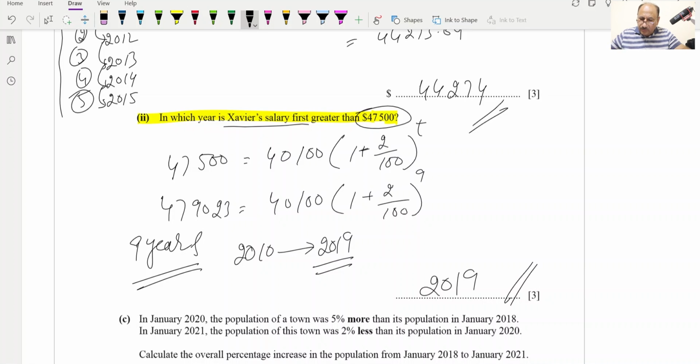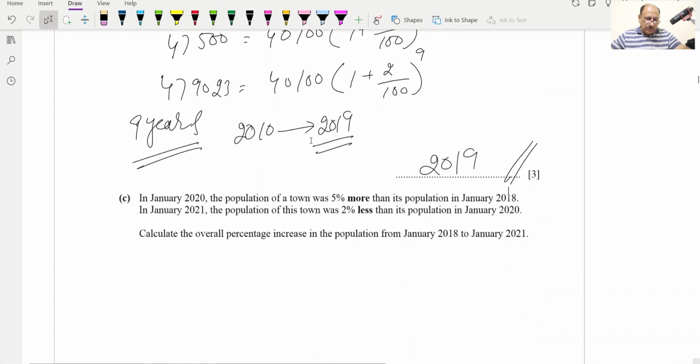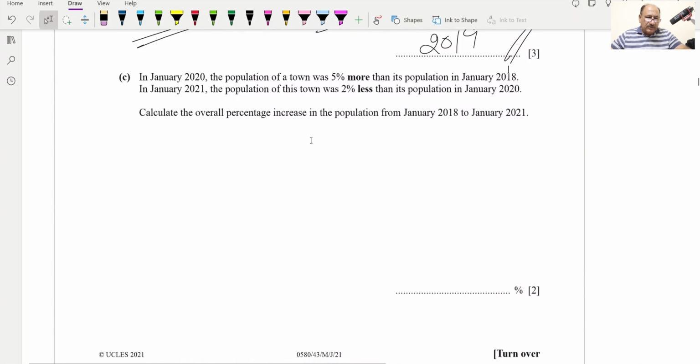This will be our final answer, and this is a 3-mark question. Now next, C part. C part says in January 2020 the population of a town was 5% more than its population in January 2019. In January 2021 the population of this town was 2% less than its population in January 2020. Calculate the overall percentage increase in the population from January 2018 to January 2020.